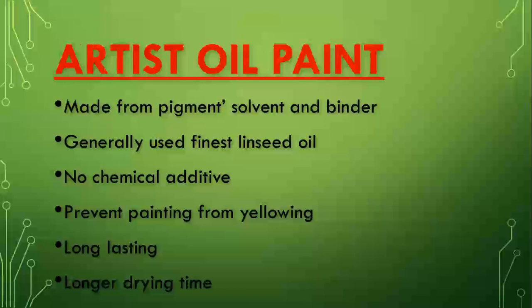Next, we see some oil paints. First is artist oil paint. Artist oil paints are made from pigment, solvent and binder, meaning pigment mixed with solvent and the binder. A binder is the thing that binds two things together. Generally in this oil paint we use the finest powdered linseed oil, and artist oil paints have no chemical additives, meaning they are not harmful, and they prevent painting from yellowing.